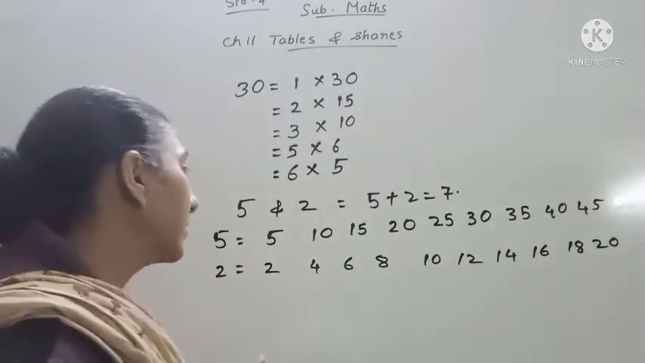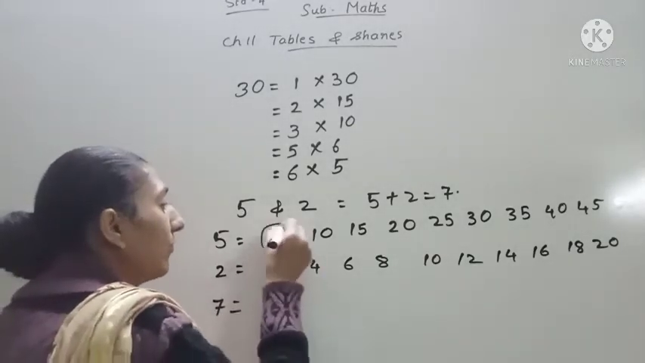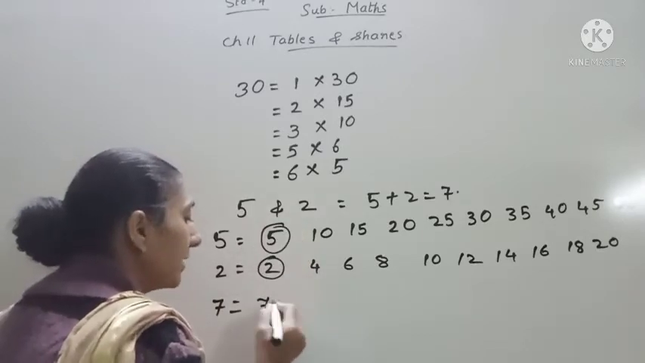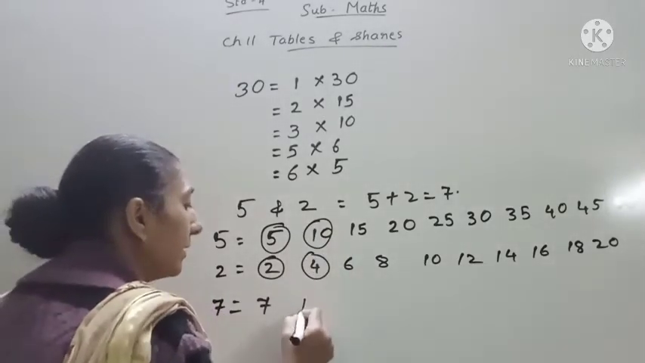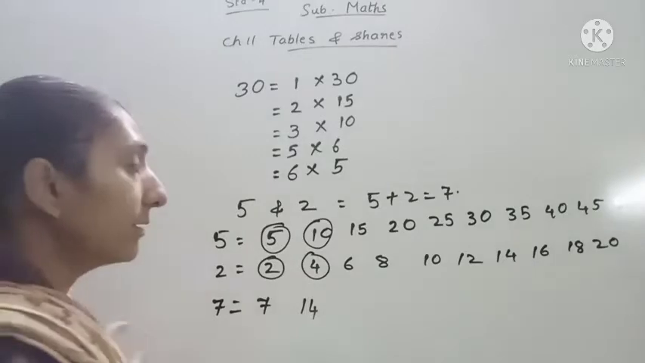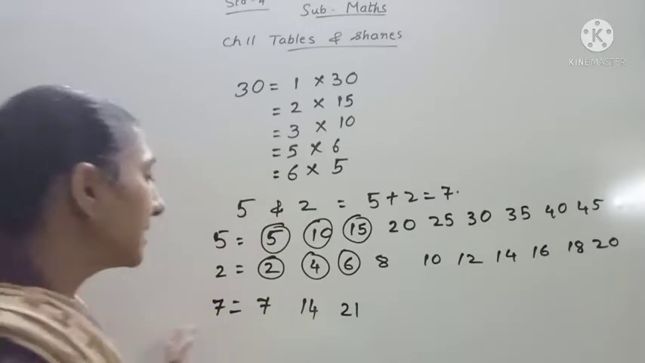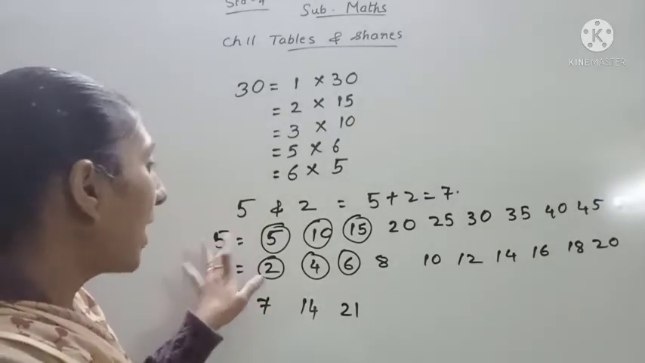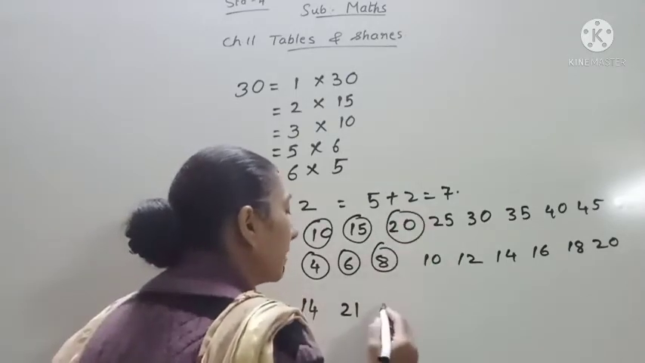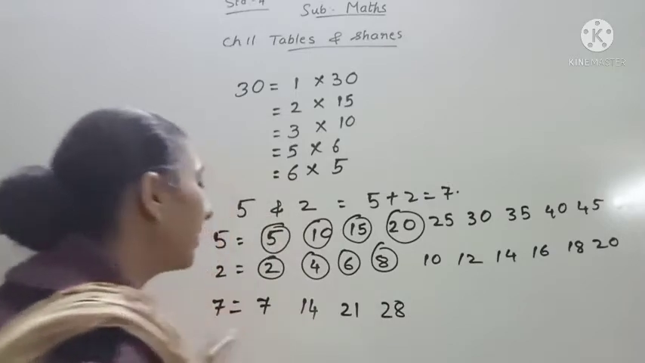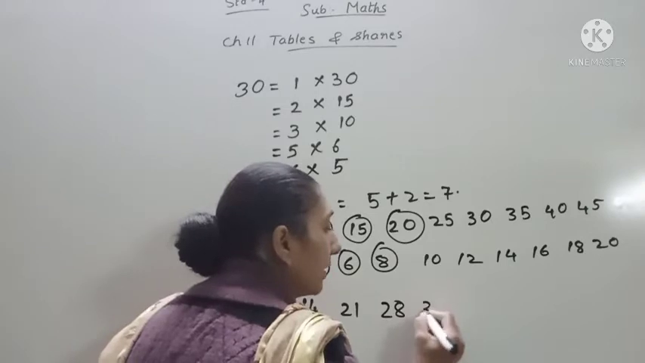So how can we write the table of 7? Table of 7 is equal to 5 plus 2 is equal to 7. That is 7 ones are 7. 10 plus 4 is equal to 14. That is 7 twos are 14. 15 plus 6 is equal to 21. That is 7 threes are 21. 5 fours are 20. 2 fours are 8. So 20 plus 8 is equal to 28. 7 fours are 28.